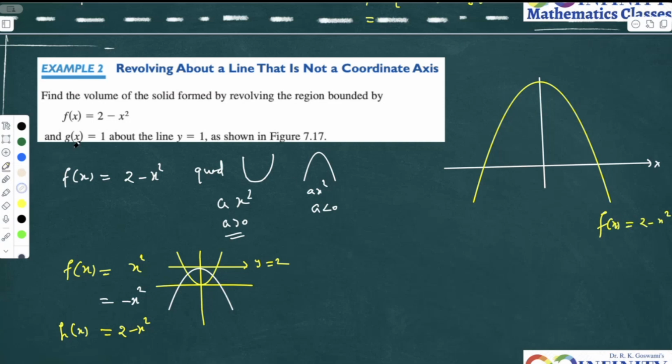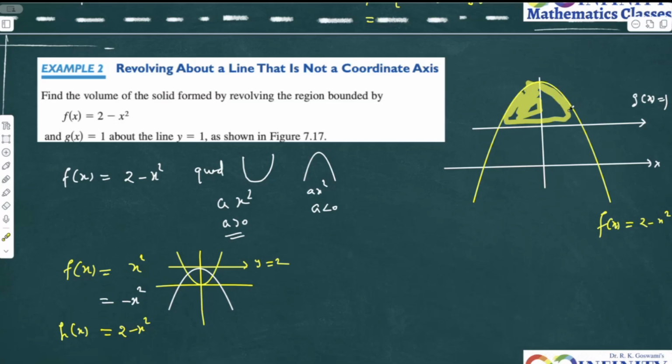Another thing, there is another graph, g(x) equals 1. g(x) equals 1 is nothing but a horizontal line. So you need to rotate whatever the area is bounded by these two. What is the area bounded by these two? Let me try to tell you. This is the area bounded by these two. You need to rotate this area about the horizontal line y equals 1. Whatever the shape you will get, we need to find the volume.